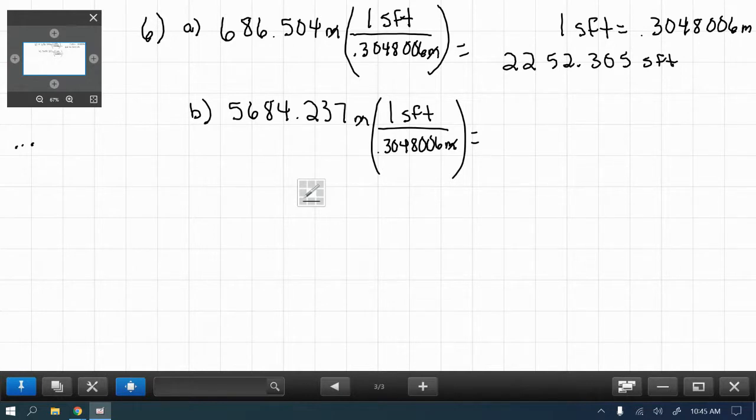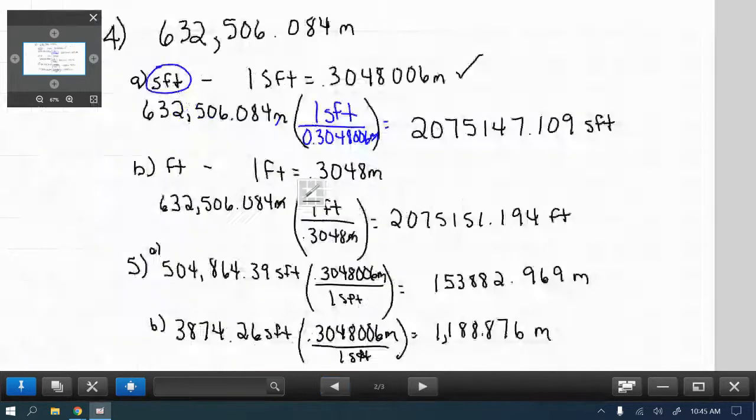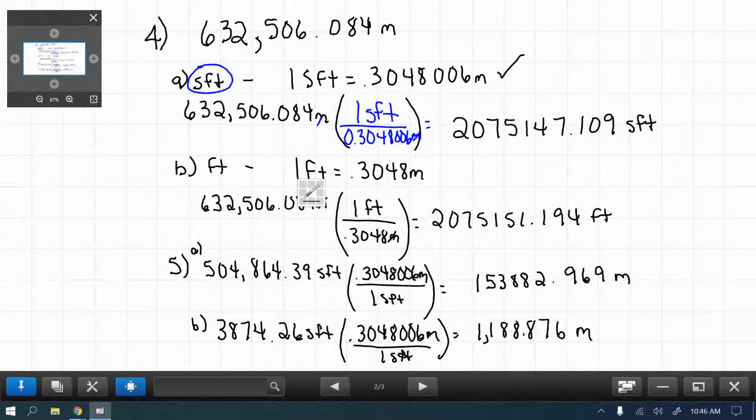Sometimes punching it in twice. Can I look at 5B for a second? 5B. Wrong. Did I write it down wrong? It might be wrong, but I got 1,180.872. 3874. David, what'd you get? That's what you had. I gave you the wrong answer. I got 1180. 3874.